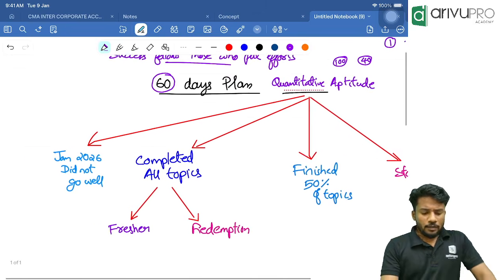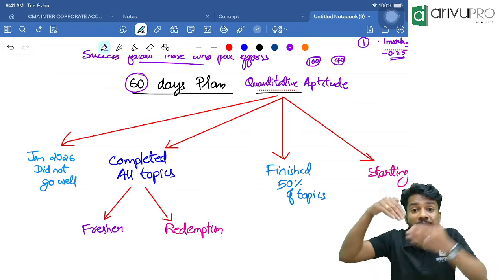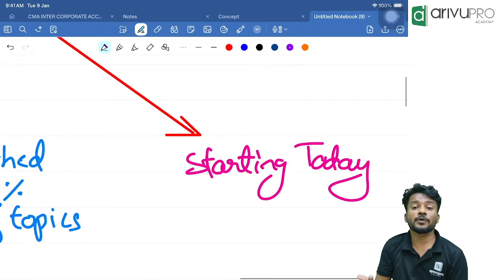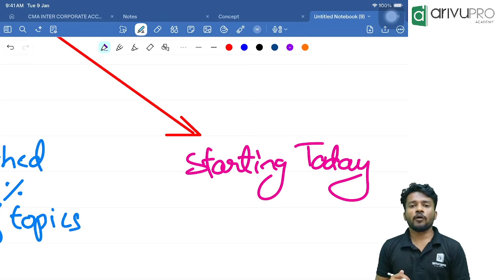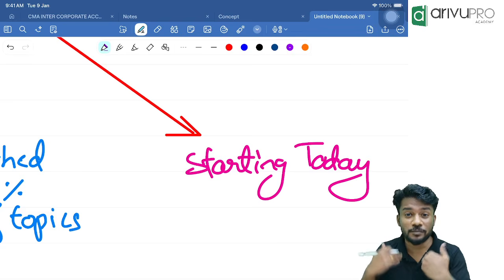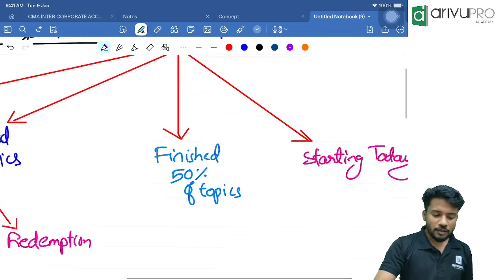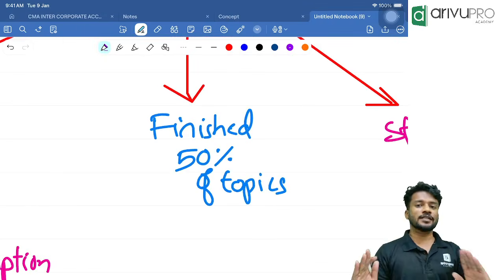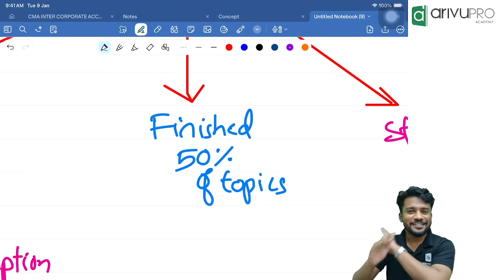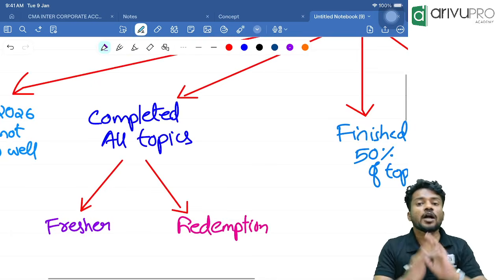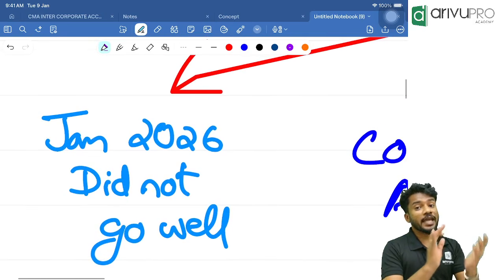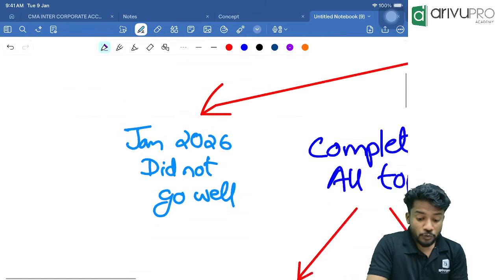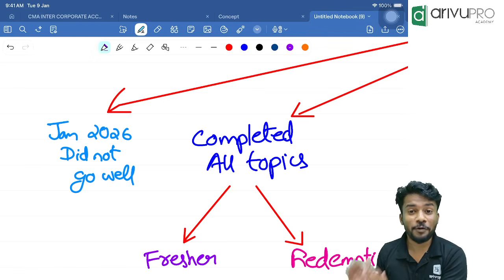Now, people, different people would have studied in different patterns as of now. Some people will be starting from today, that means whenever you are watching the video, you are wondering how to plan the next 60 days, starting this subject, quantitative aptitude and maths, from today. Then those who have finished 50% of the topics. Then those who have completed all the topics: I have completed everything, sir. I came from the Jan 26 attempt, I have already studied things there, I am going to focus more on the May 26 attempt.